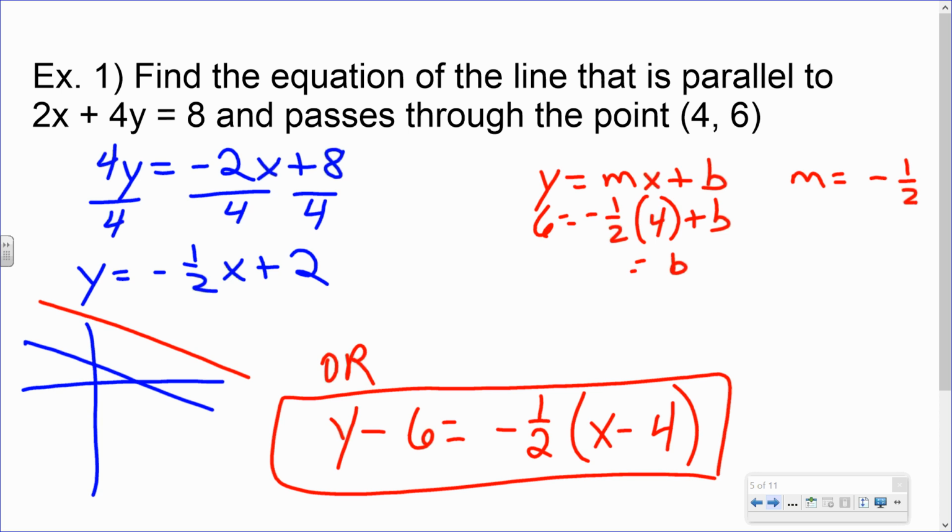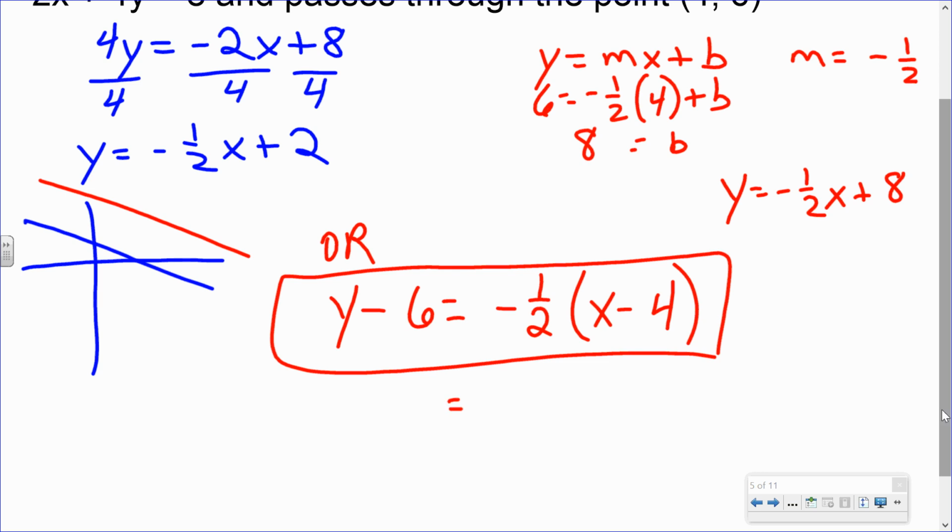So if that was a negative 2, if we add the 2 to both sides, b is 8. So y equals negative a half x plus 8. Do we get the same thing if we distribute? Minus a half x. So far, so good. And then we have minus a half times minus 4 is plus 2. And if I add this 6 on both sides, I have y equals negative a half x plus 8. So they are indeed equivalent equations. Anybody with questions on that one?